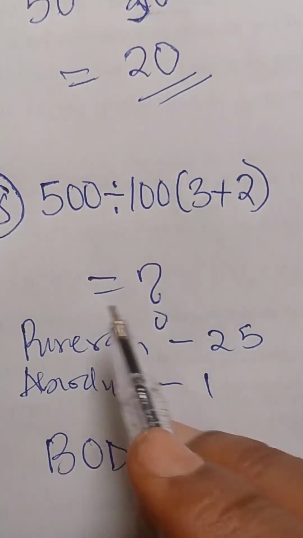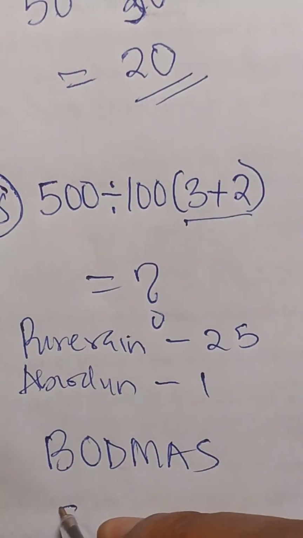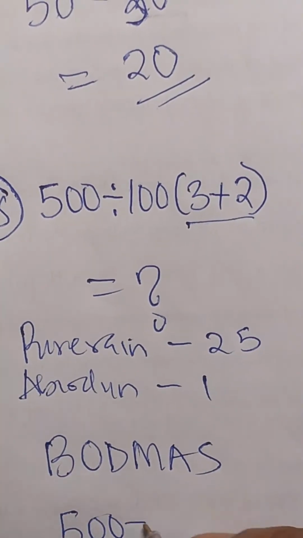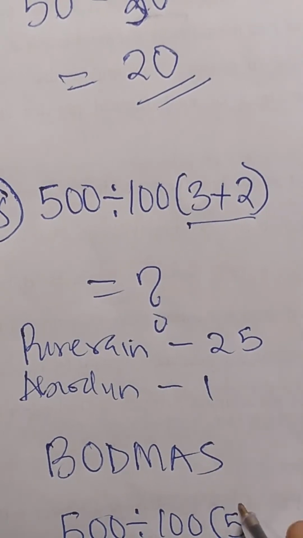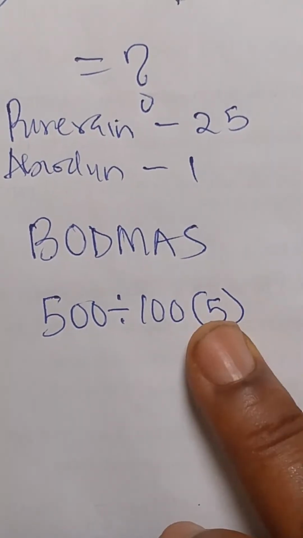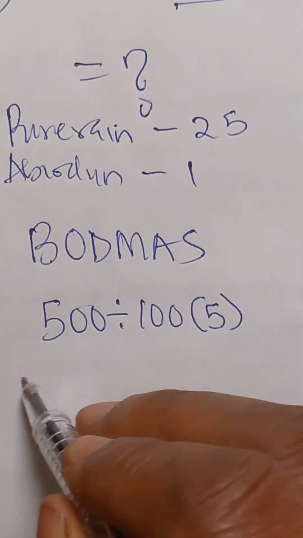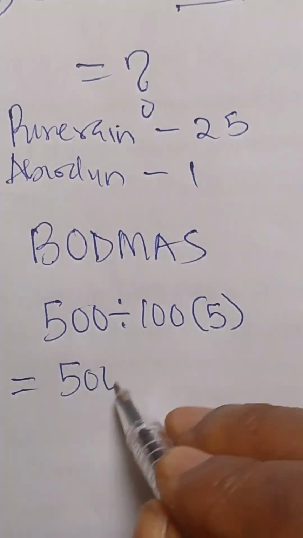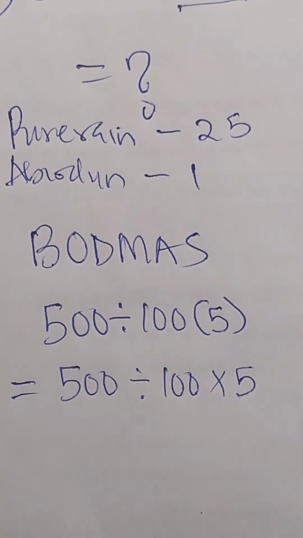Now on BODMAS, B stands for bracket, so solve the bracket first. If we do that, we have 500 divided by 100(5). Now, if we are to remove these brackets, bracket simply means multiplication. When you have something like this, it means to multiply. So you can rewrite it as 500 divided by 100 times 5. That is what it means.